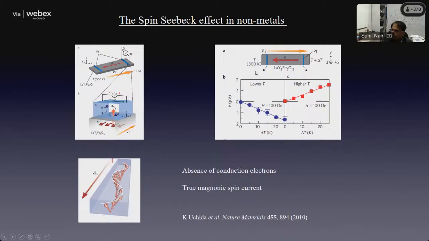When you measure the voltage across one of the platinum pads, you see a voltage like this. You measure across the other one, you see a voltage like this. And so basically they repeated the same experiment, this time in the absence of conduction electrons. So this was then the first real robust demonstration of a true magnetic spin current. So here there are no free charge carriers, there are no electrons to contaminate your signal. So what you are actually seeing is magnons moving and getting converted to a charge current which you measure out, right? So this was then the first real observation of the spin-Seebeck effect, which is purely magnon driven.